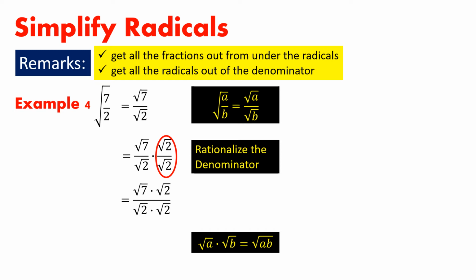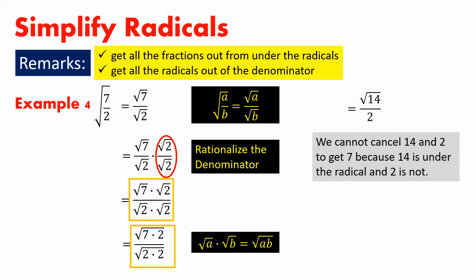We apply this property so that we could write this expression in this manner. Now, we no longer have any fractions under the radical. Moreover, we don't have any radicals in the denominator. Can we simplify square root of 14? The answer is no. We cannot cancel 14 and 2 to get 7 because 14 is under the radical and 2 is not.